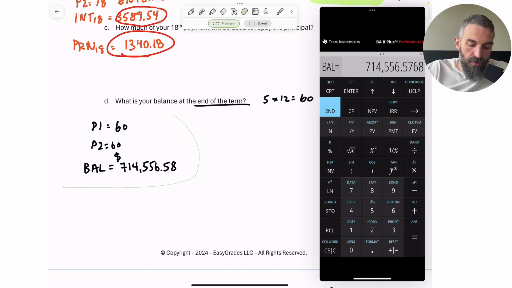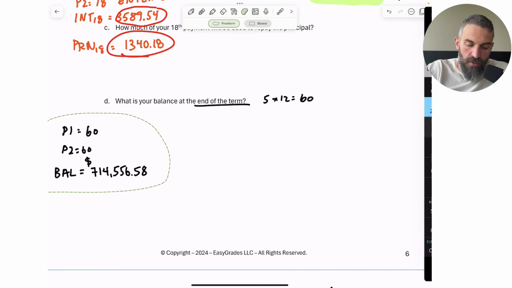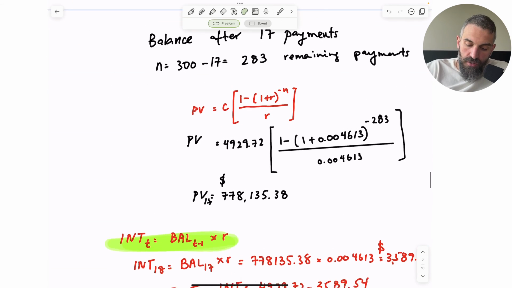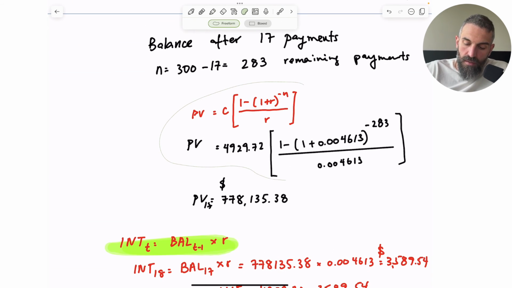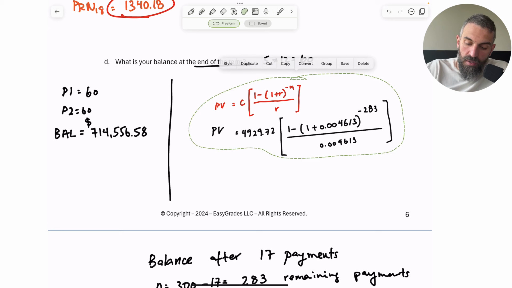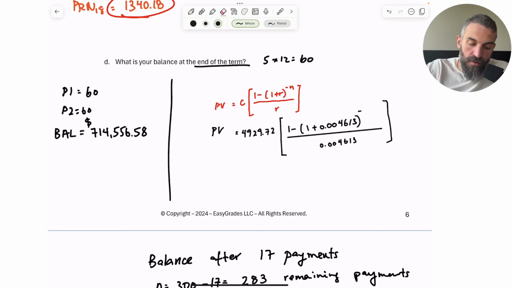Now, if you're using the formula, it's actually not hard either, right? We just saw how to do it. What you're going to do instead is you're going to redo this. But your N is not going to be 283. Your N is going to be, right, 300 minus 60, 240. Always use the number of payments you have remaining.